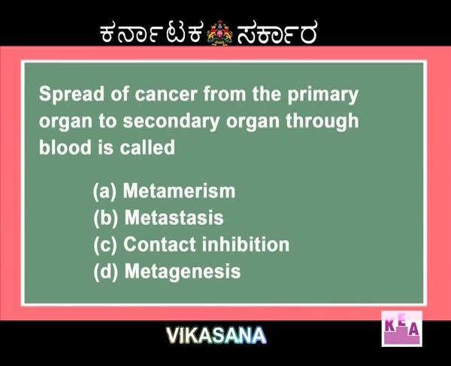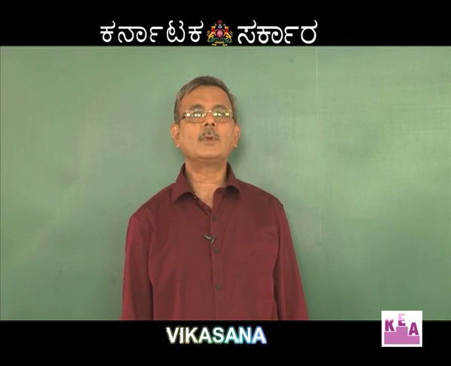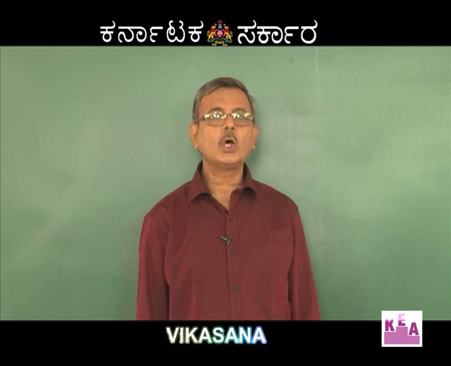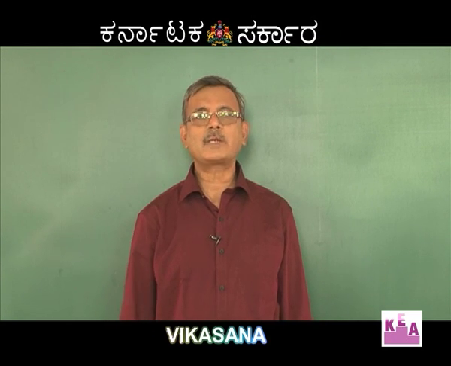The question is, spread of cancer from primary organ to secondary organ through blood is called. A very good question. The options are the following: A. Metamerism, B. Metastasis, C. Contact inhibition, D. Metagenesis. I hope, my friends, you know the meaning of the word metamerism.